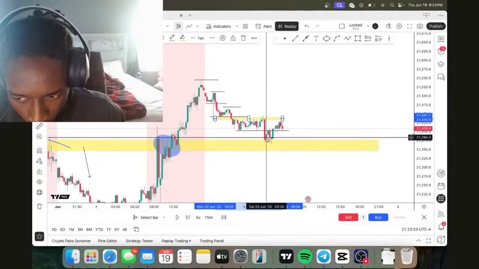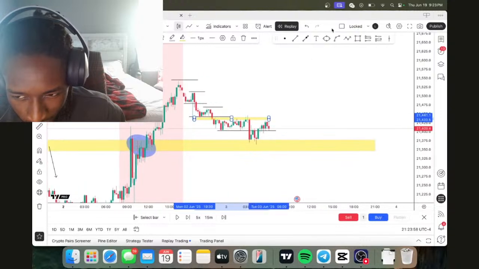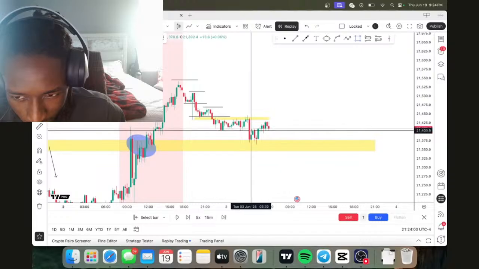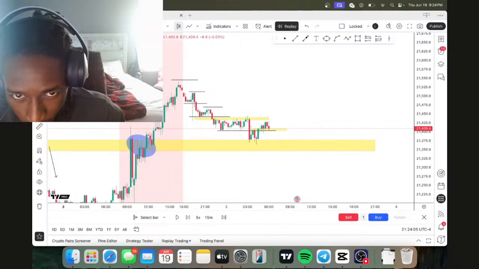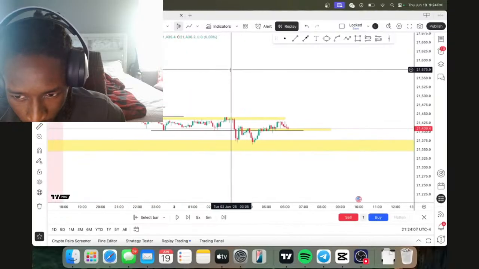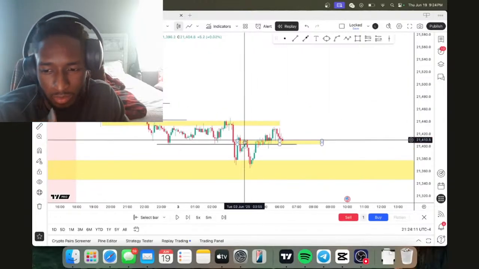So from this low, buyers kicked in a little bit, tried to push price up, and it failed to do so. So this is another lower high, right? So since we have this lower high here, we can even scale down to that 5-minute time frame if need be.